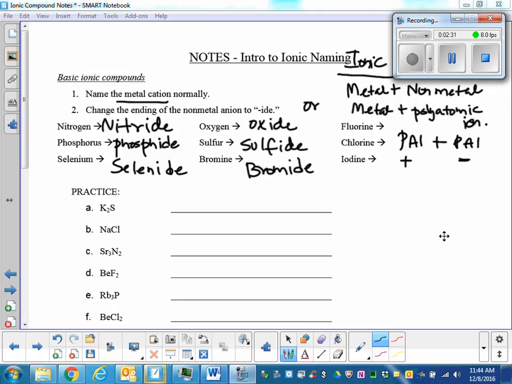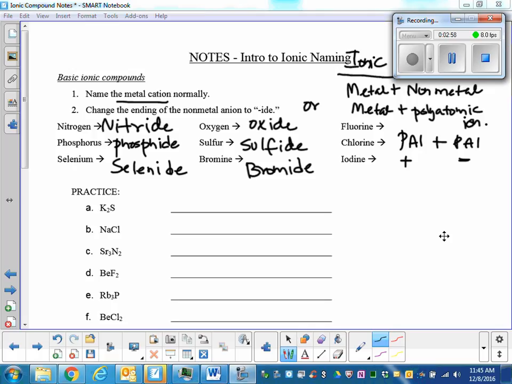Are we good? Because it's in a compound now. Okay, Matthew wants me to slow down a little. Is he also writing it? Did we write it? Okay. Oxygen will become oxide. Okay?